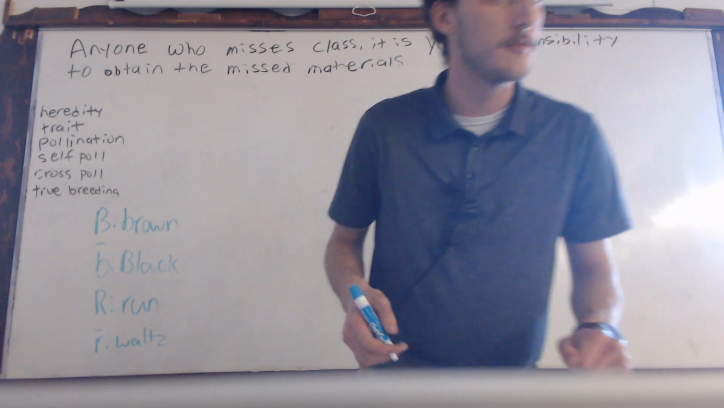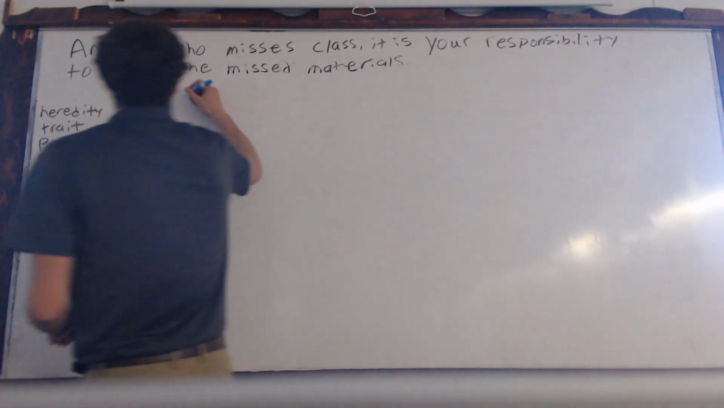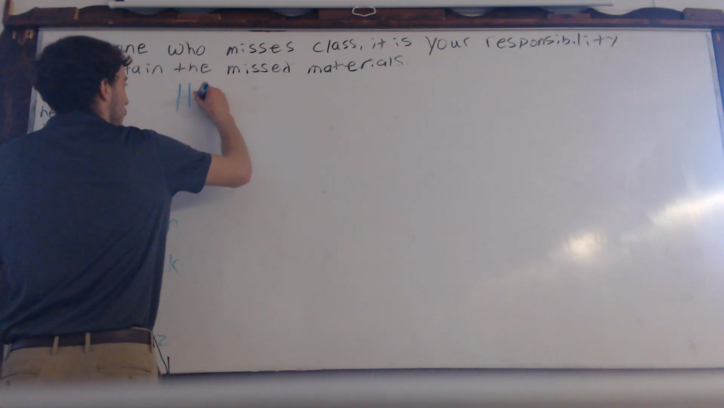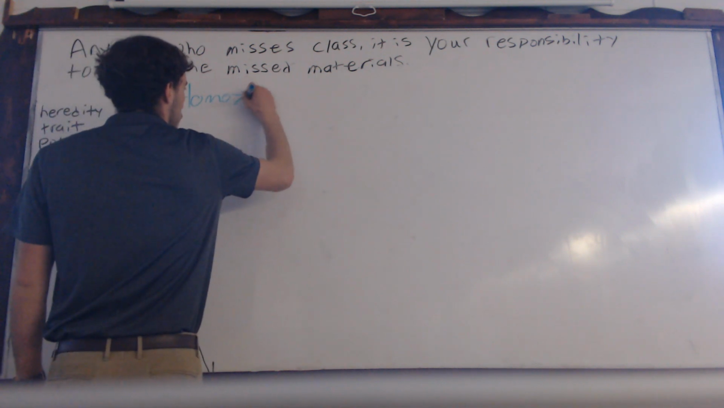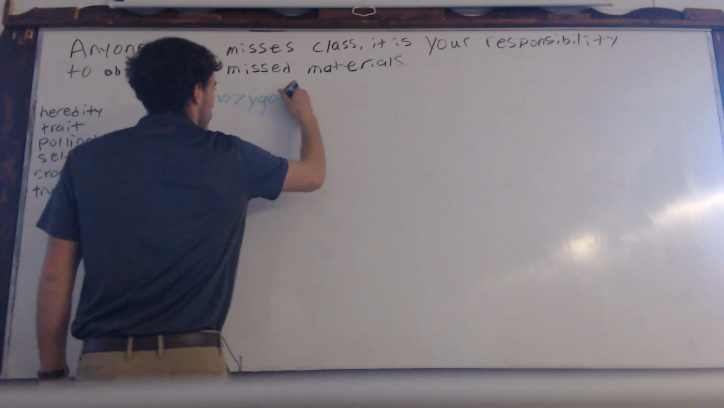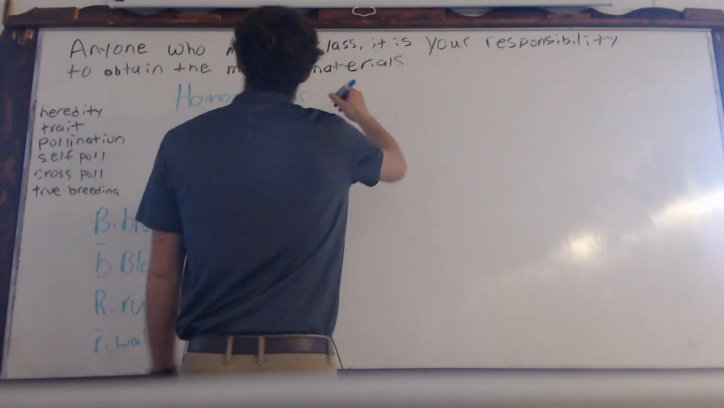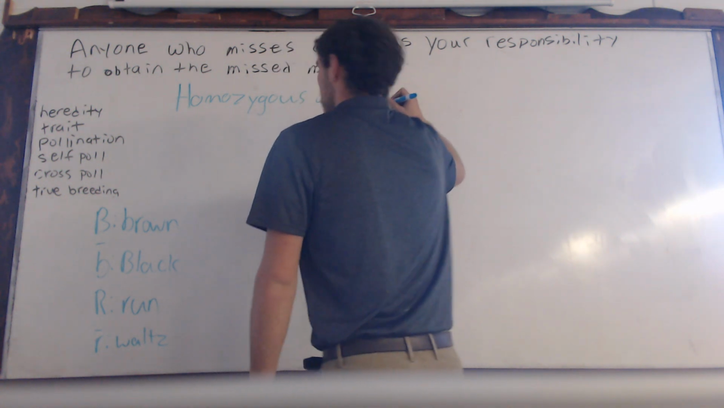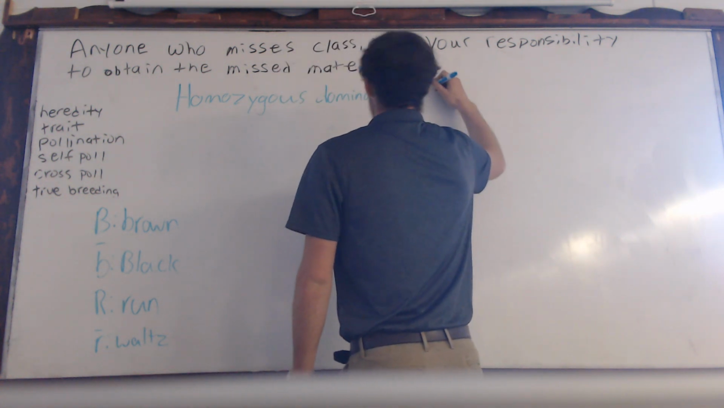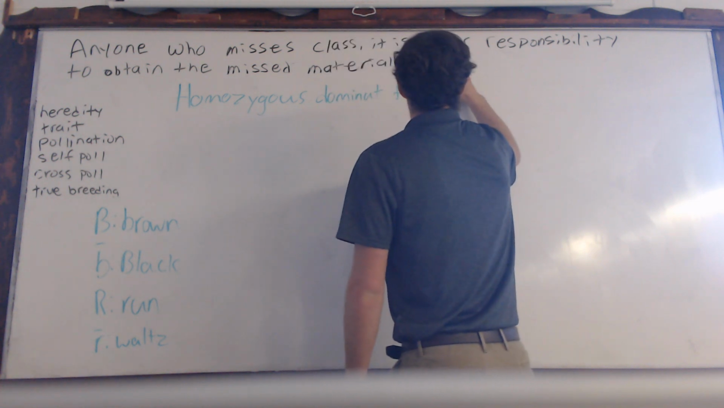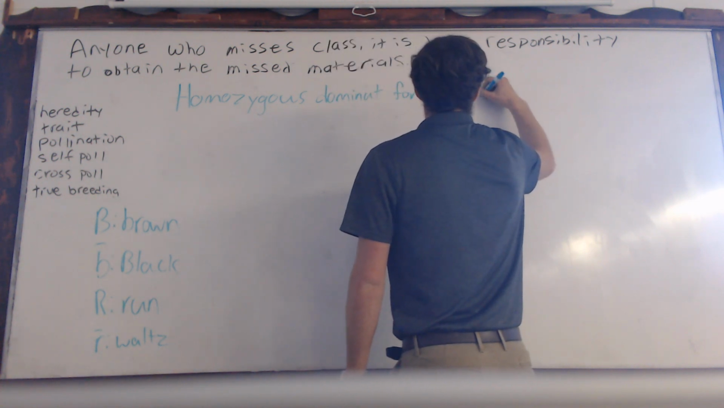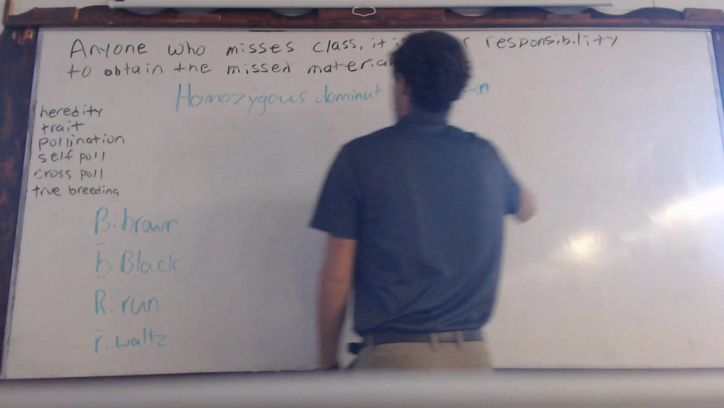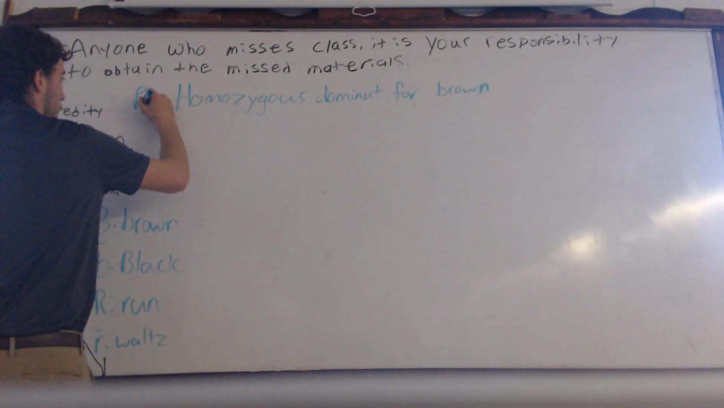So, what kind of mice should we have? Let's have a fat mouse. Let's go homozygous dominant for brown. So brown. This is P1, parent 1.